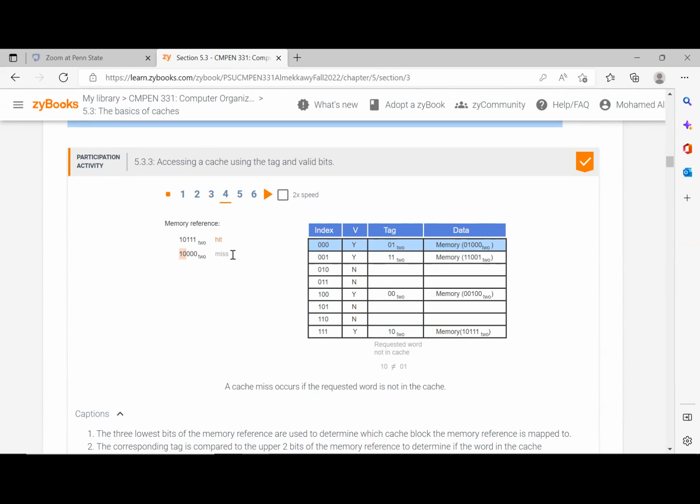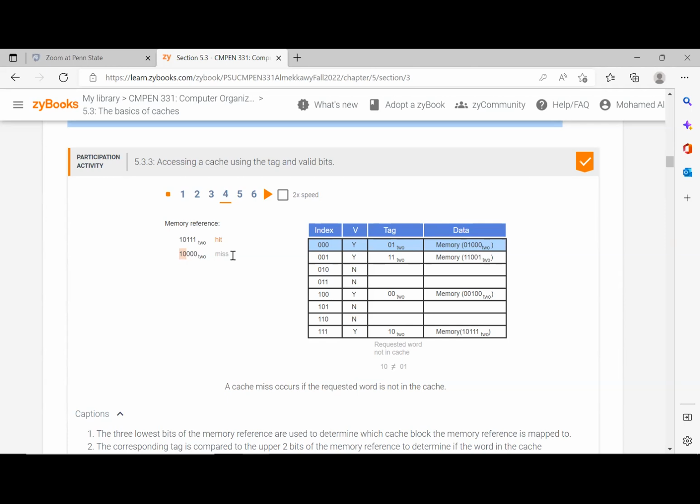So this means that I miss. And if I miss, what would be the consequences, or what would be the next step if I miss? If I miss, meaning that I didn't find whatever I am looking for in the cache, I have, of course, to bring it back from the main memory to the cache.